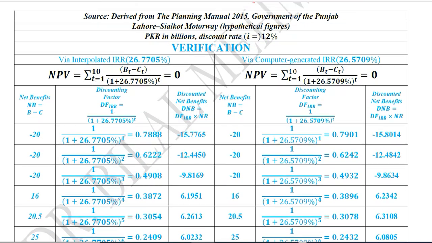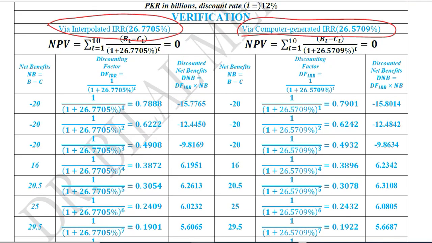Let's numerically verify it. We have numerically verified it by using the interpolated IRR and the computer generated or actual IRR. This is the verification that we did in the last part of this topic, in which we use these columns: net benefit, discounting factor at IRR, and the discounted net benefits. All three of these columns are generated here as they were done before. However, we have used the interpolated IRR in this case and the original or computer generated IRR in this case. The remaining things are the same as before.